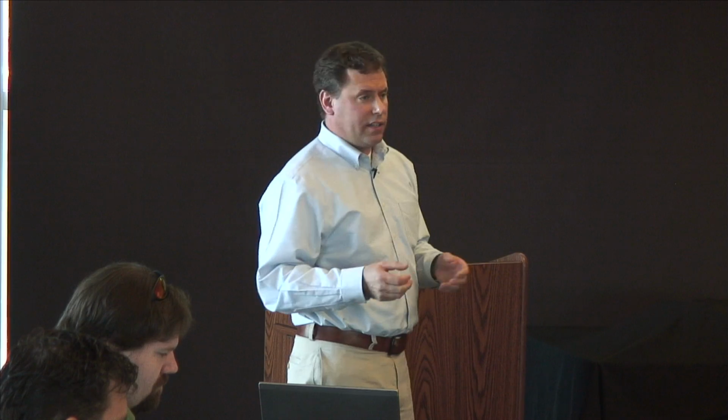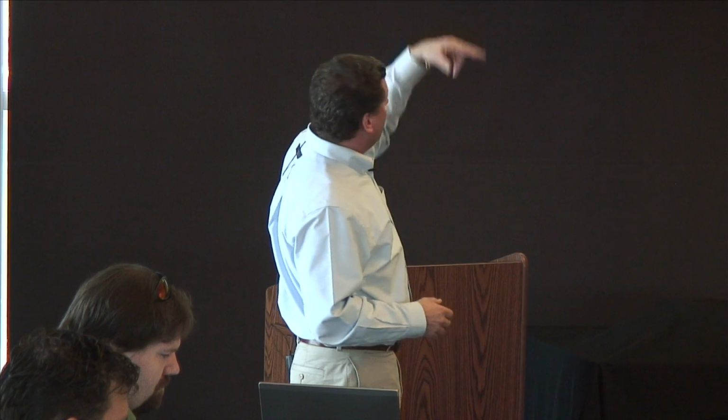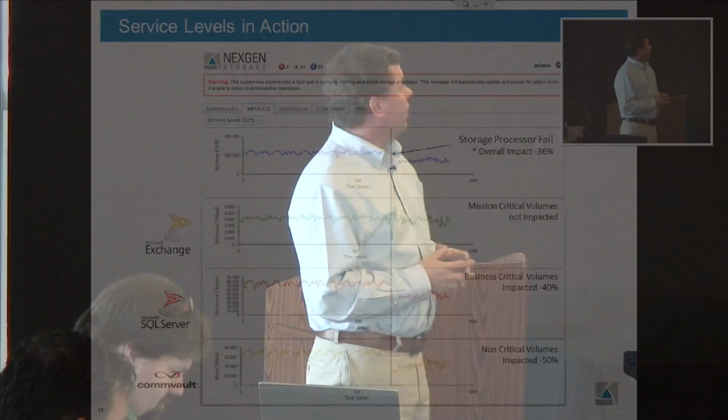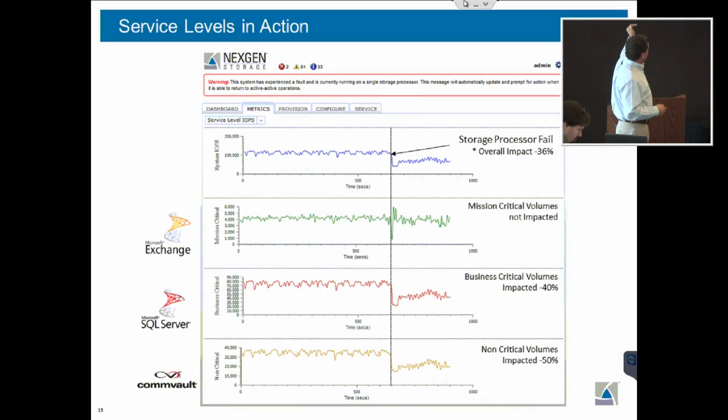This is service levels in action. So what does that mean? What does that look like in steady state operation? Again, we've got the total system IOPS on the top graph, and then we've got our 3 workloads: mission critical, business critical, non-critical. You see Exchange clipping away, and then we injected a controller failure, or we just unplugged one of the controllers.